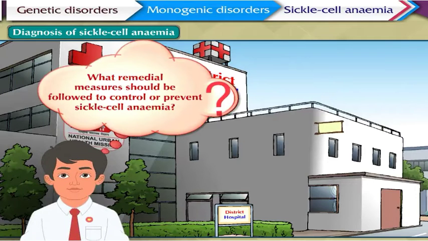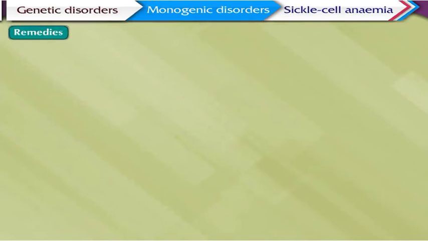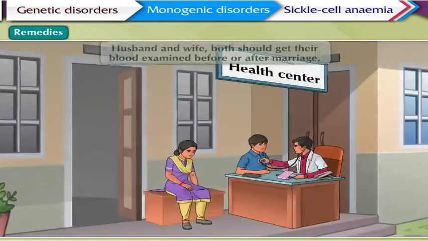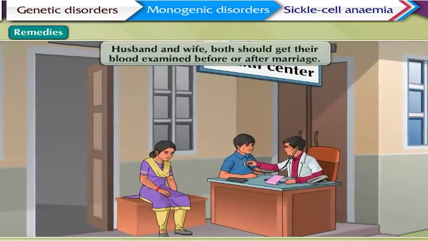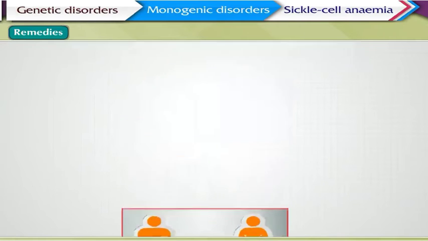What remedial measures should be followed to control or prevent sickle cell anemia? Let us know about the remedies. Sickle cell anemia spreads through reproduction. Hence, husband and wife should get their blood examined before or after marriage. A sickle cell carrier or sufferer should avoid marriage with another carrier or sufferer.